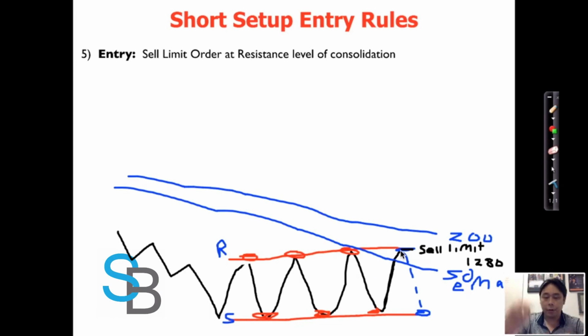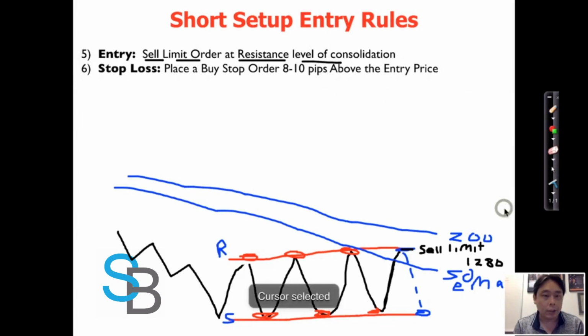Or higher. Now again, it may not always get filled. Sometimes you place your sell limit order there, the price never reaches, comes back down, and you just cancel your order. So you may not always get it filled. That's where we place our entry, a sell limit order at the resistance level.